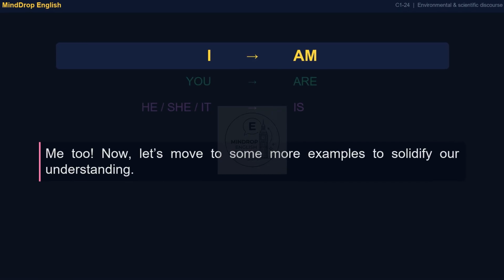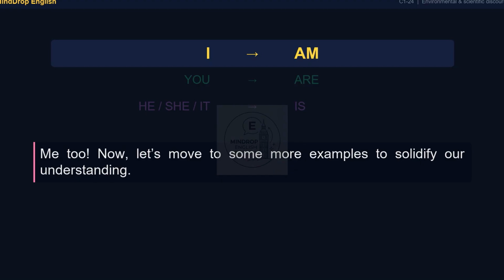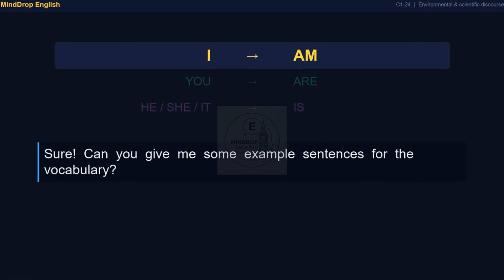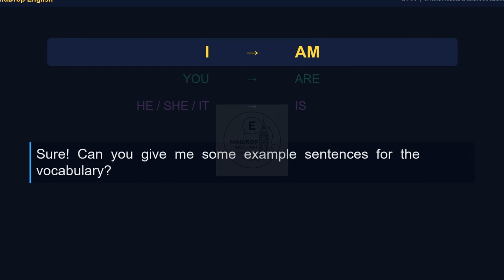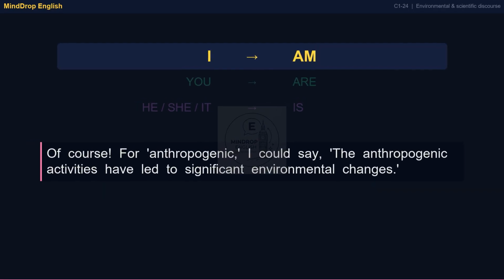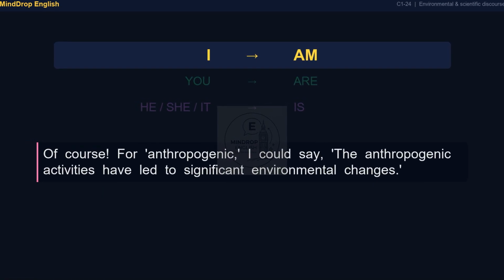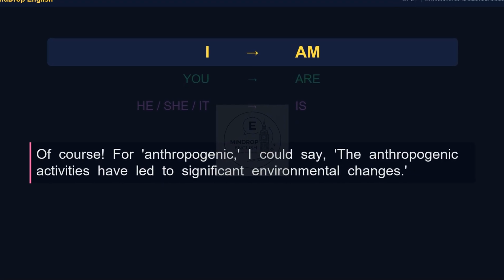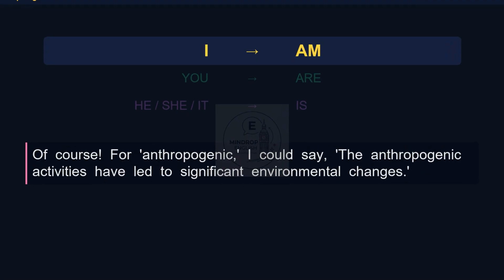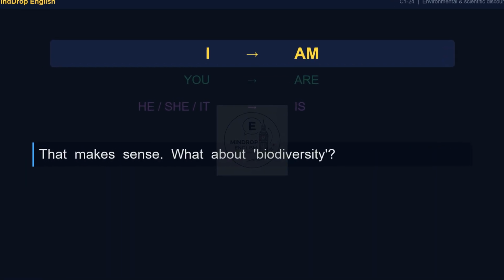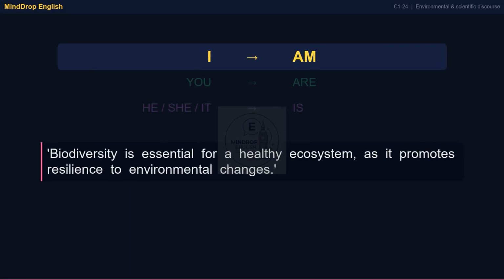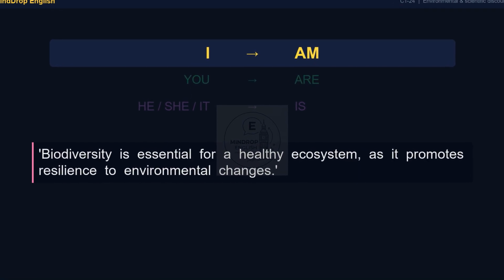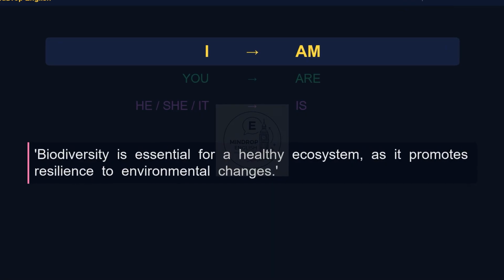Me too. Now, let's move to some more examples to solidify our understanding. Sure. Can you give me some example sentences for the vocabulary? Of course. For anthropogenic, I could say, the anthropogenic activities have led to significant environmental changes. That makes sense. What about biodiversity? Biodiversity is essential for a healthy ecosystem, as it promotes resilience to environmental changes.